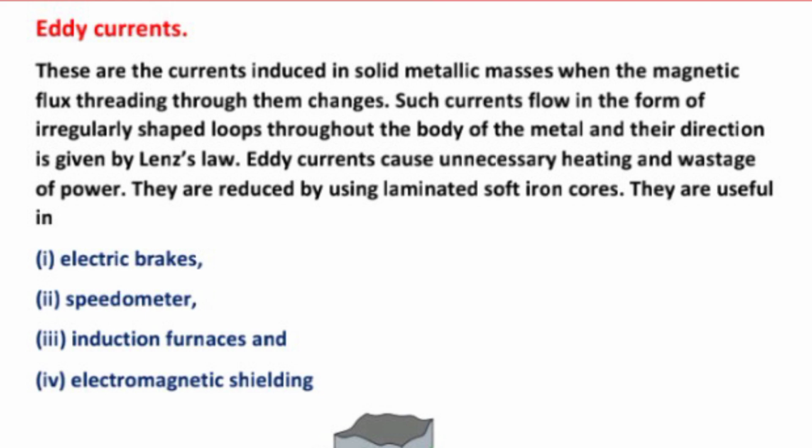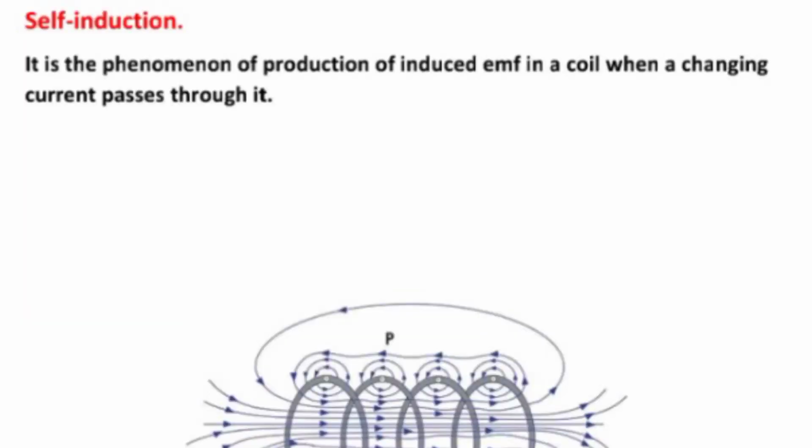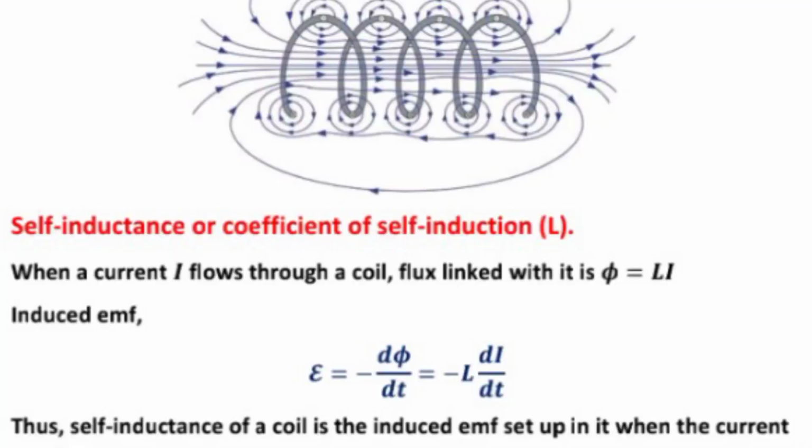Now, self-induction. What is self-induction? It is the phenomenon of production of induced EMF in a coil when a changing current passes through it. Now the self-inductance, also called the coefficient of self-induction, is denoted by capital L.